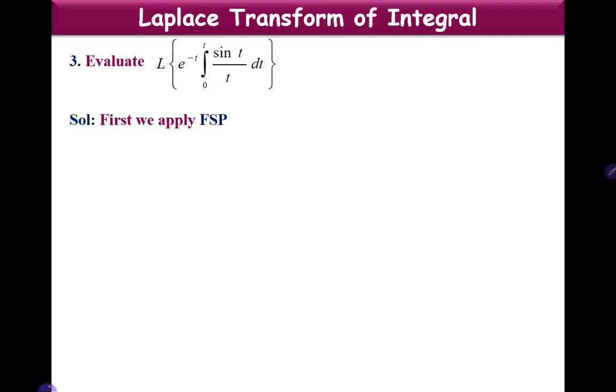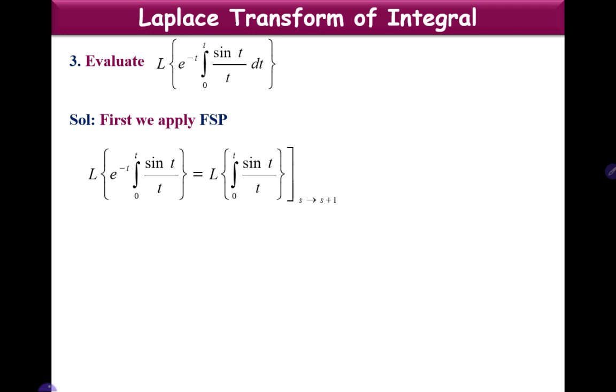So, first, because we have e power minus t term here, we use the first shift property. This is of the form L of e power at into f of t. F of t is here integral 0 to t sin t by t dt. So, L of e power at into f of t is L of f of t with s replaced with s minus a. Therefore, this is L of integral sin t by t with s replaced with s plus 1. Now, first let us completely evaluate this Laplace transform, and at the end we replace s with s plus 1.